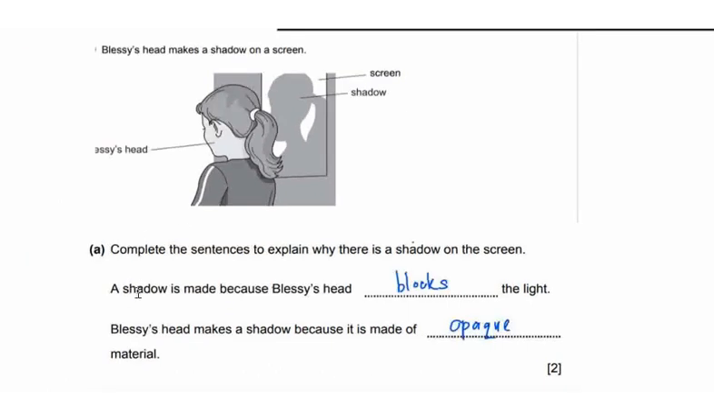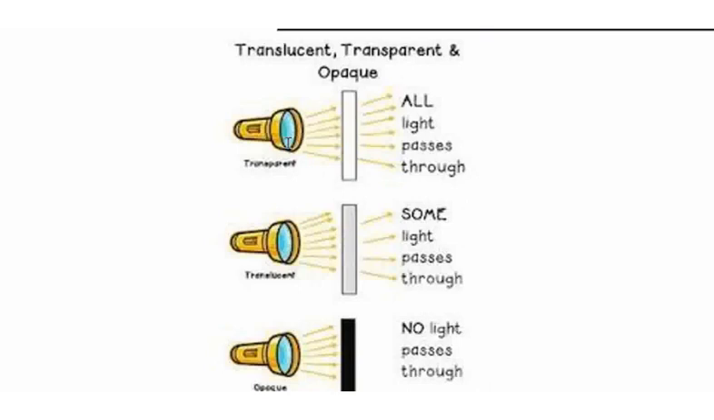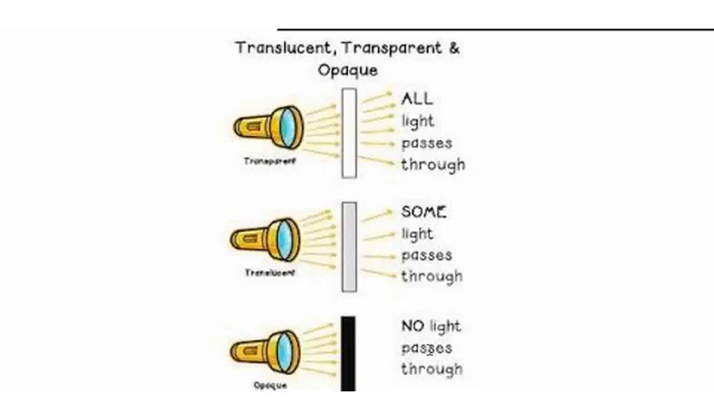Oh, a shadow is made because glasses head blocks the light. Here, glasses head makes a shadow because it is made of opaque material. Opaque material is material that does not let light pass through. It is this one. This is black screen.